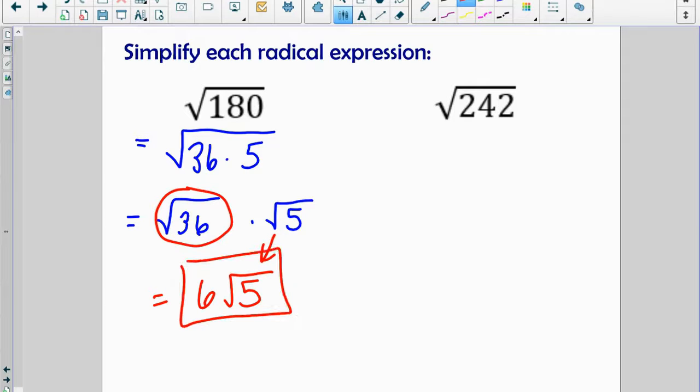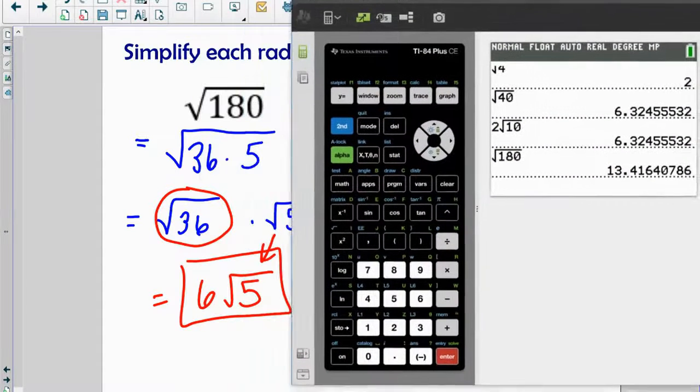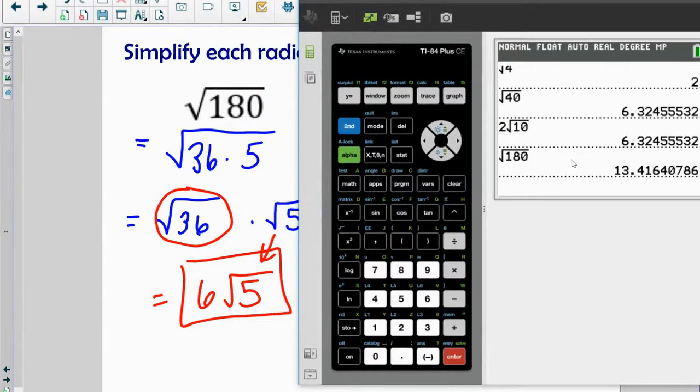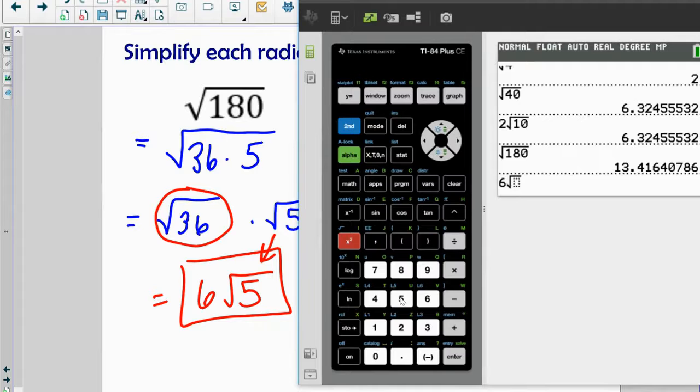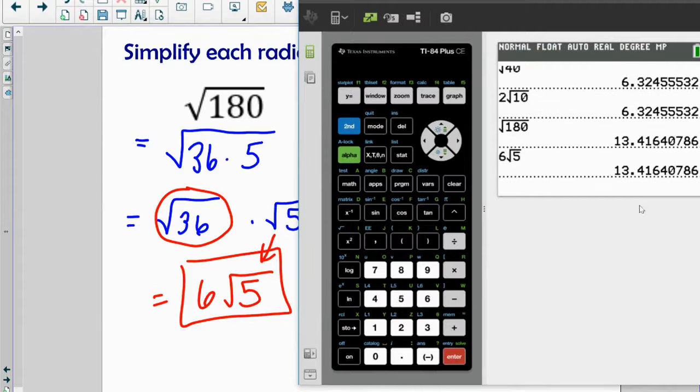So let's double check on that calculator and make sure that that does in fact have an equivalent value. The square root of 180 we already checked. Now let's see if 6 times the square root of 5 is the same thing. So 6, hit the square root button, 5, enter. It is the exact same value, 13.41640786. And again, that number continues. That's not actually the exact value. It's just the calculator version that only has 10 digits in it.